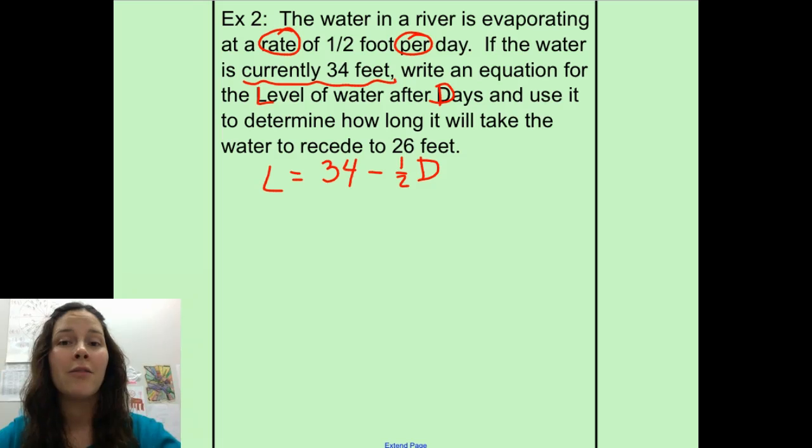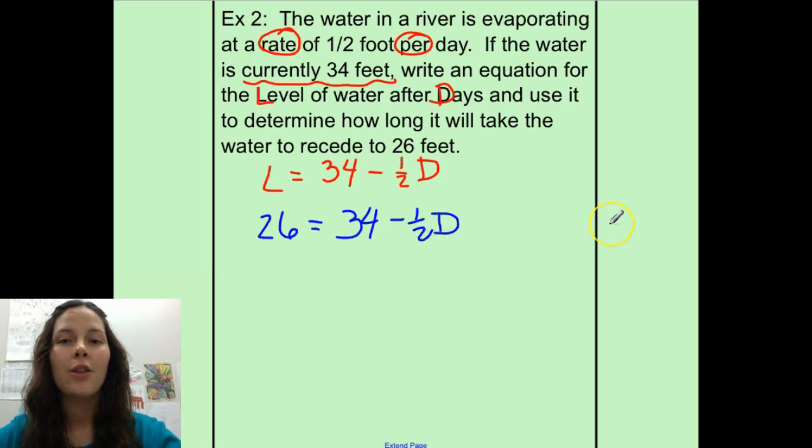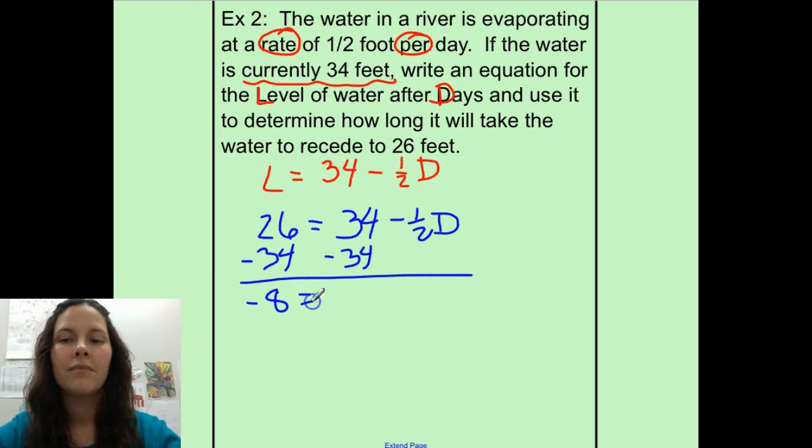Notice this time I did not give you the number of days, I gave you the water level. So we're going to substitute the 26 feet in for the water level and solve for how many days or how long it will take the river to get that low. To solve for D, we subtract 34 from both sides. 26 minus 34 is -8, equals -1/2 D. Don't lose the negative on your rate of change. Multiplying both sides by a -2 to cancel the negative and the division, we get 16 equals D, or 16 days.